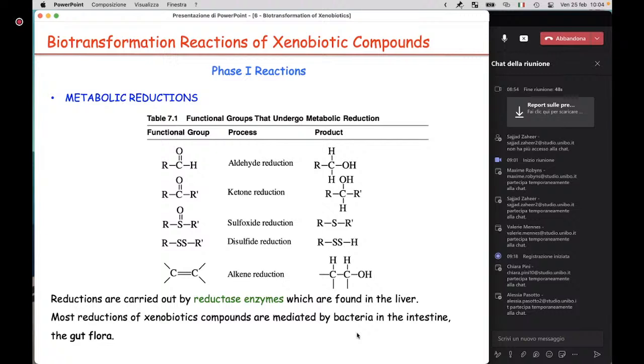The fact that some modifications can happen through the gut flora in the intestine, and also, of course, the modified compound can be absorbed and then go into the body and do what it does.